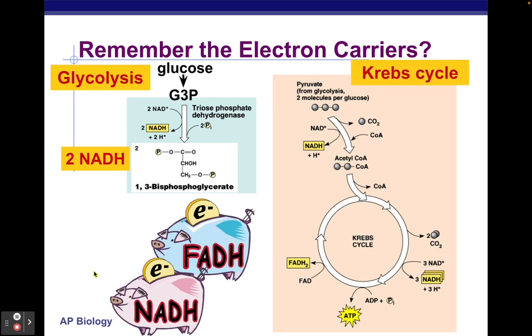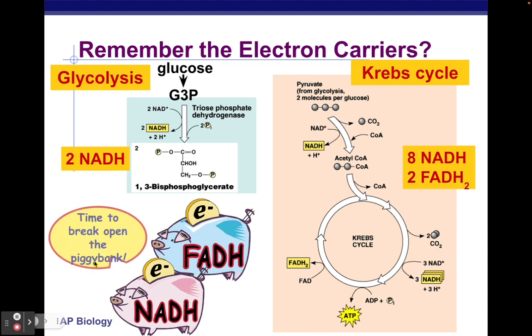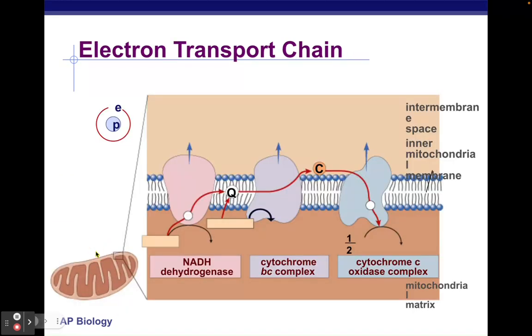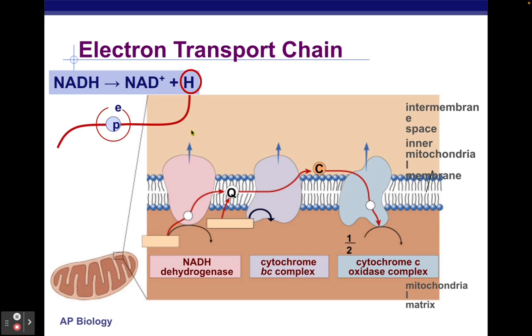So we're remembering the electron carriers from glycolysis, from the Krebs cycle, right? It's time to break open those piggy banks. So let's go ahead. Oh, we're back. What's going to happen is NADH is going to drop off its hydrogen and electrons. Okay. So we're going to get an electron and we're going to get a hydrogen. So NADH is going to be oxidized and become NAD. But what happens is their hydrogen is going to go up and their electron is going to travel through this electron transport chain.